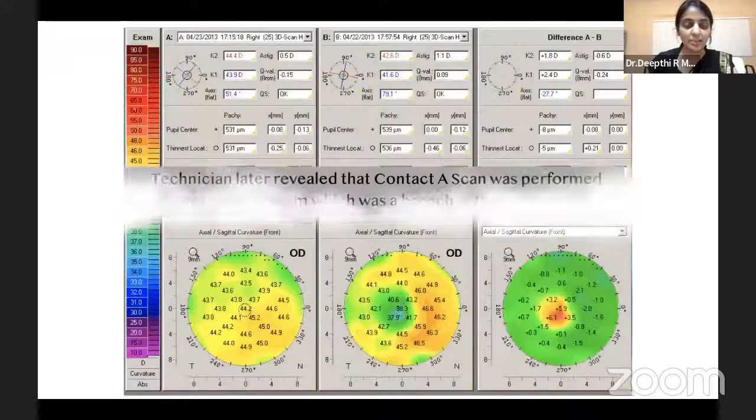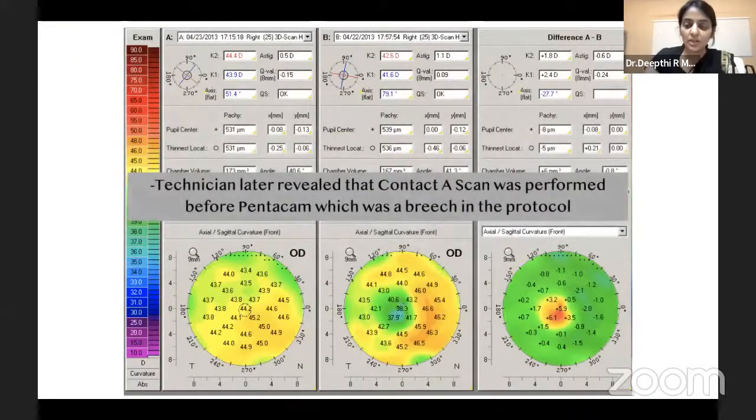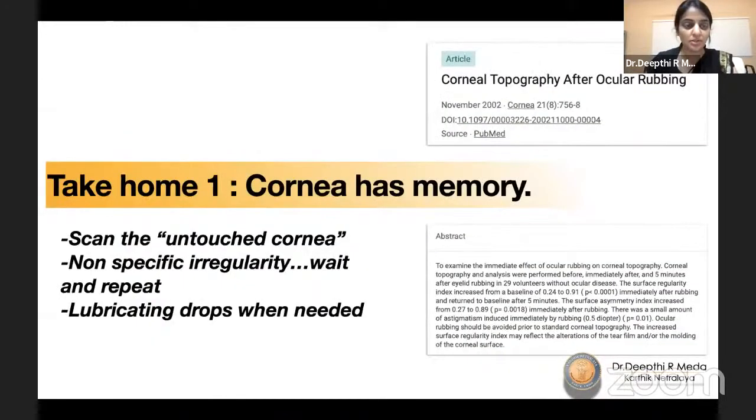What exactly happened here was a flaw in our protocol. The technician had done a contact A-scan, and then after half an hour or so had done a Pentacam. You see a huge flattening of 6 diopters just by doing a contact A-scan. It's not only the contact, but also probably the epithelium might have been a little irregular, which causes a lot of disparity in optical devices like the Pentacam. So again, a holistic approach is extremely important. Always remember, the cornea has memory, and always scan an untouched cornea.